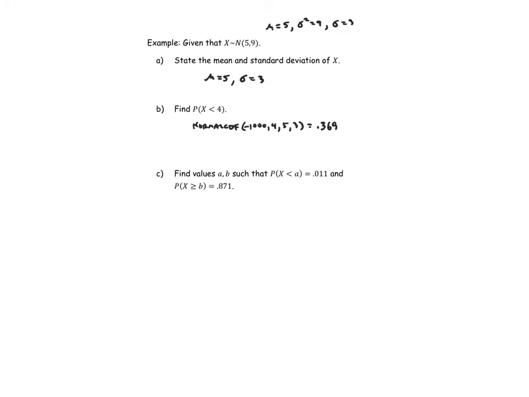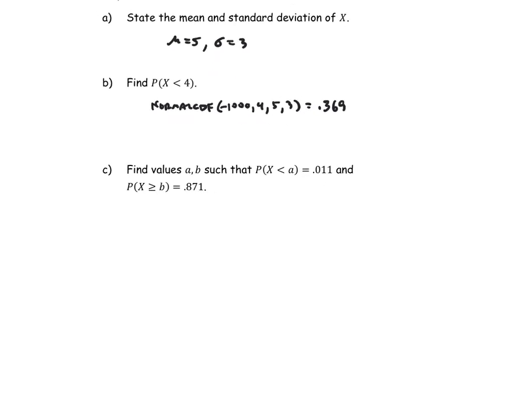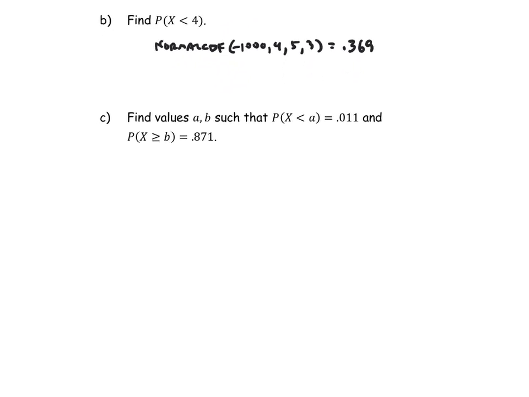Okay, now interesting part in part C. It says find the values of A and B such that the probability that x is less than A is 0.011, and the probability that x is greater than or equal to B is 0.871. Okay, so this is actually an interesting concept. We're going to use this idea of inverse norm. And what inverse norm does is it takes a probability and turns it into a score.